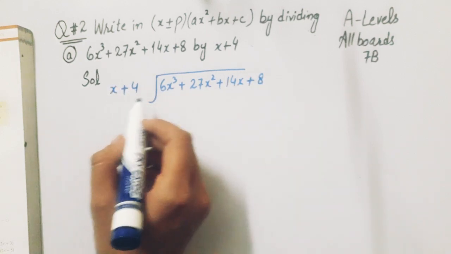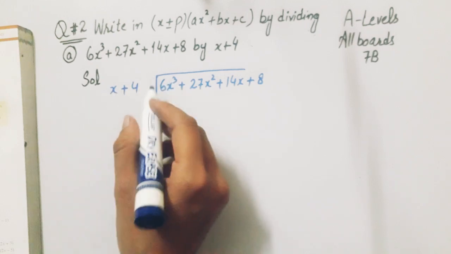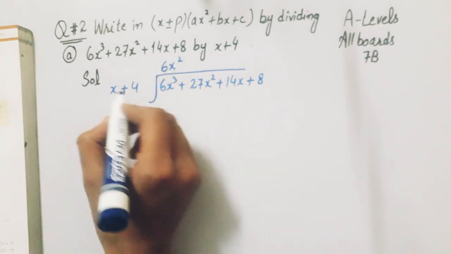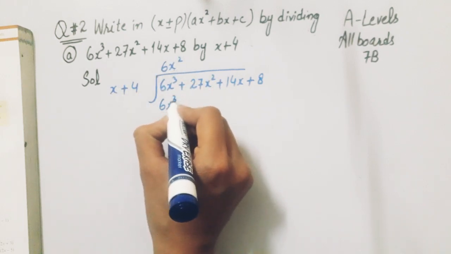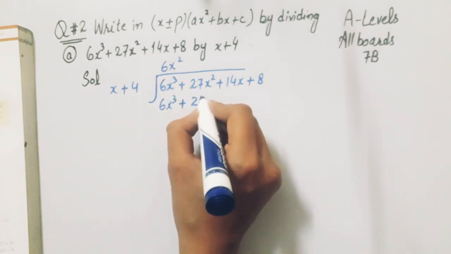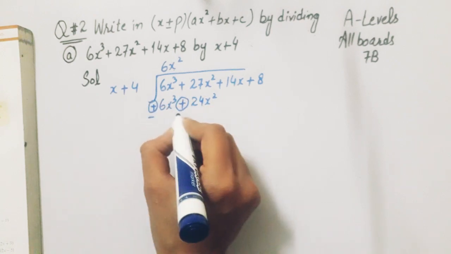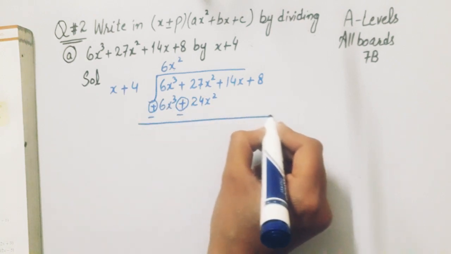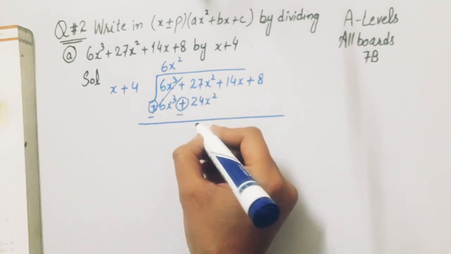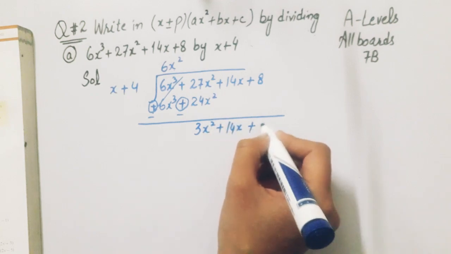Now we have to make 6x cube from x. So we multiply x by 6x square. 6x square multiplied by x gives 6x cube, and 6x square multiplied by 4 gives 24x square. Now change the old signs and replace them with the new signs. So 27x square minus 24x square will become 3x square plus 14x plus 8.